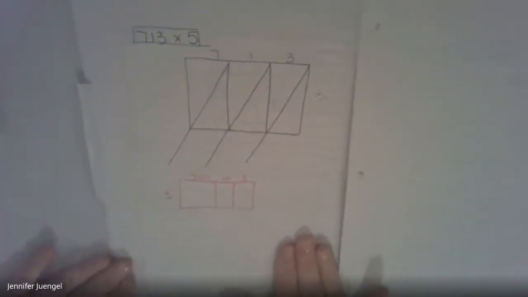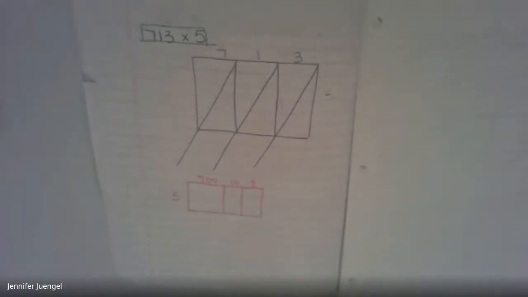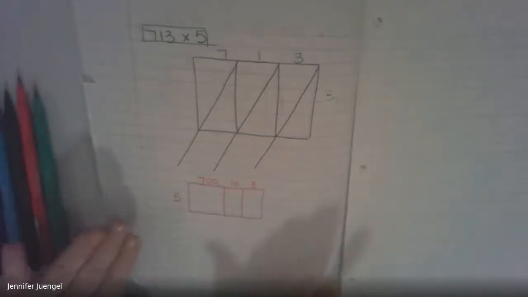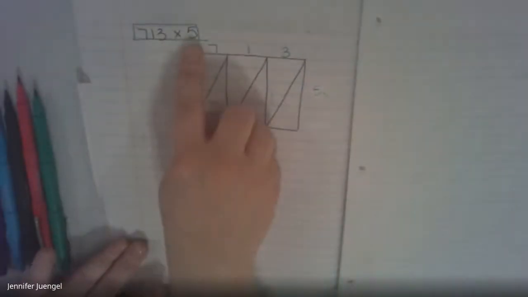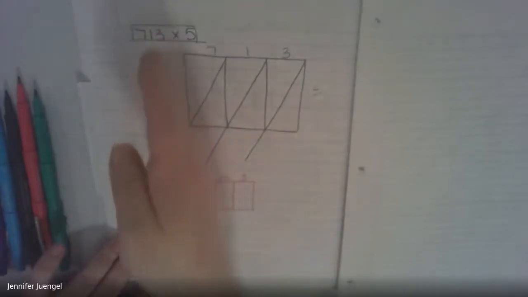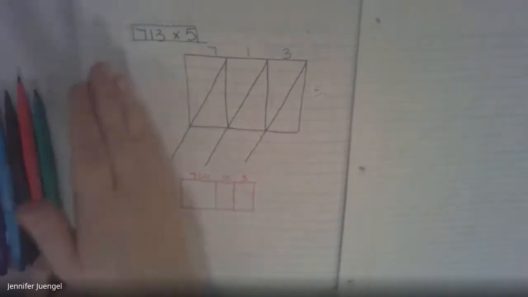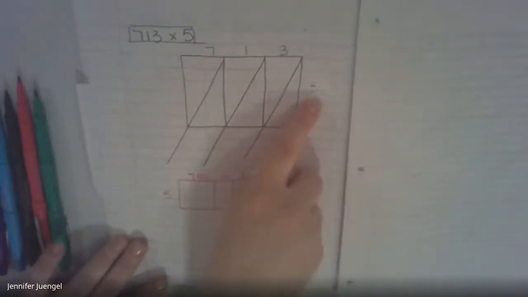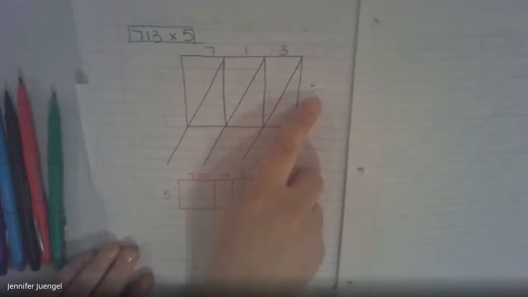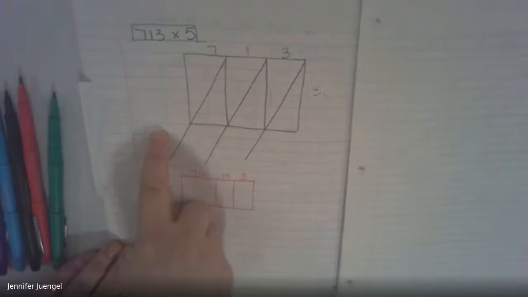713 times 5. The first step, of course, is to write the numbers of the factors on the top and the bottom. So I put the small factor 5 off to the right-hand side so that when I do my addition, I can just leave this side blank. It doesn't matter if you do it on the left or the right, but it's easier for me to put the small factor on the right so that I've got all the space over here to add whatever is in this section. I don't want to get myself confused.